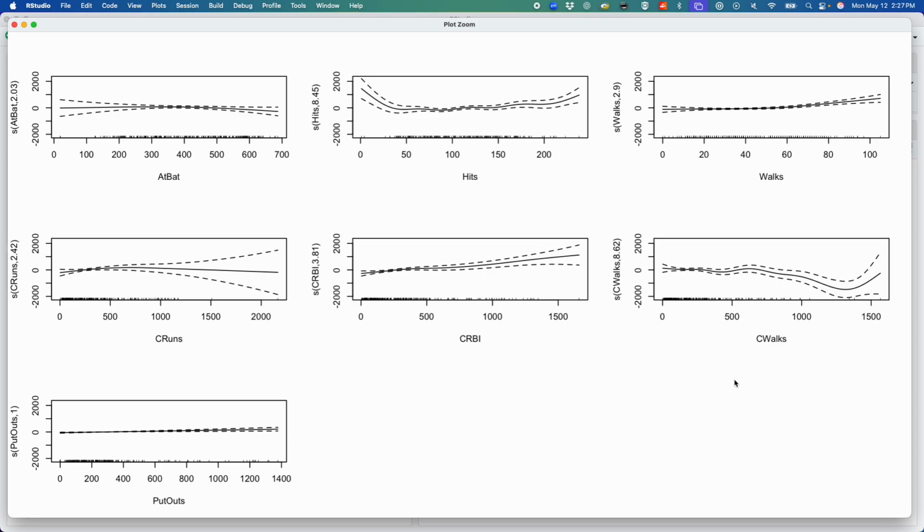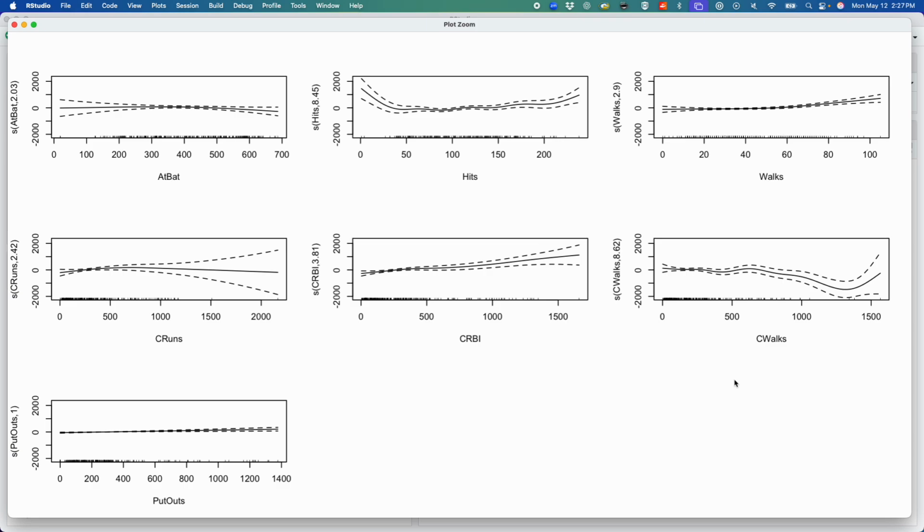If you look closely at the bottom here, these little stripes at the bottom indicate where the data is actually observed. For putouts, you have a bunch of observations from 0 up to around 400, and then it gets a little bit more sparse. You typically have a little more uncertainty where there are fewer points. In CRuns, same thing: a very big density of points here, very few out here, and so your errors get larger where there are fewer data points.